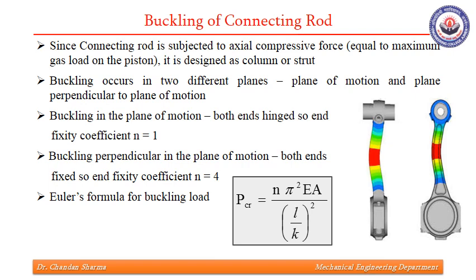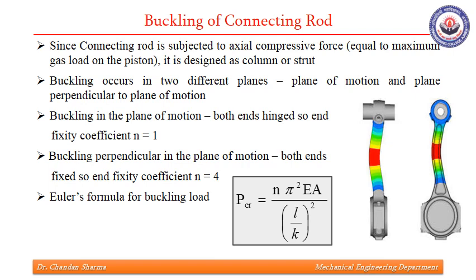Since the length of the connecting rod is substantial compared to the crank radius, this L by R ratio is important. So mostly the connecting rod is designed treating it as a column or strut. Now, if we design it treating it as a column or strut, we need to take buckling into consideration. Buckling can occur in two planes.